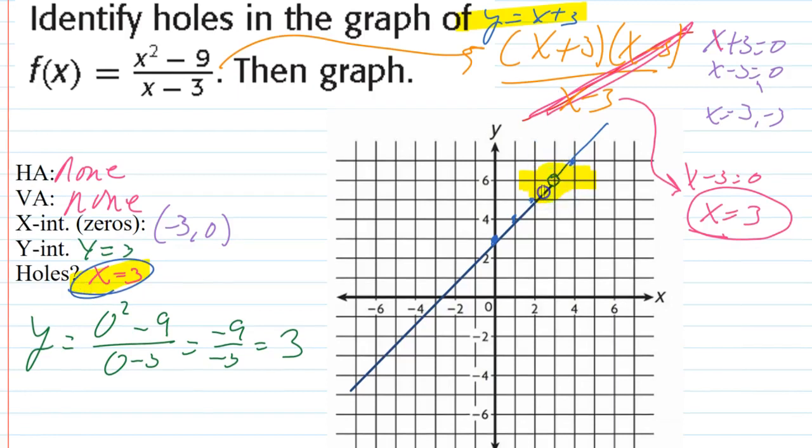So where my graph crossed the 3, I put a circle there. And that's literally poking a hole into your graph, as you put a circle where the hole is, showing that the line does not continue through that point. And the reason why the line doesn't continue through that point is because it would make your denominator equal to 0, and we cannot have my denominator equal to 0.